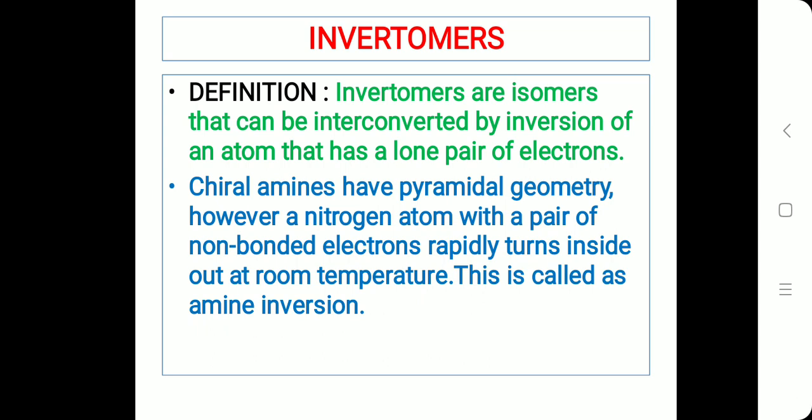Chiral amines have pyramidal geometry. However, a nitrogen atom with a pair of non-bonded electrons rapidly turns inside out at room temperature. This is called amine inversion. Amine inversion also has another name, umbrella inversion, and they are nothing but a pair of invertomers. So let us understand the invertomers and also their stereochemistry.